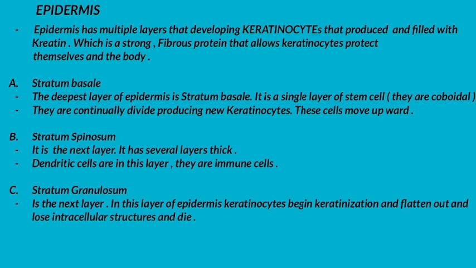Second, stratum spinosum. It is the next layer. It is several layers thick. Dendritic cells are in this layer. They are immune cells. The third, stratum granulosum, is the next layer. In this layer of the epidermis, keratinocytes begin keratinization, flatten out, lose intracellular structures, and die.